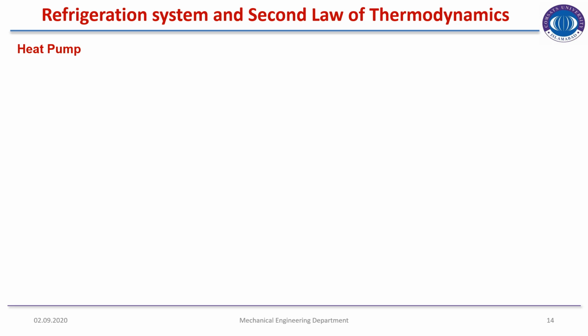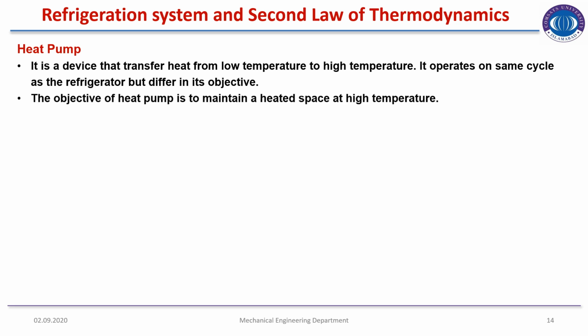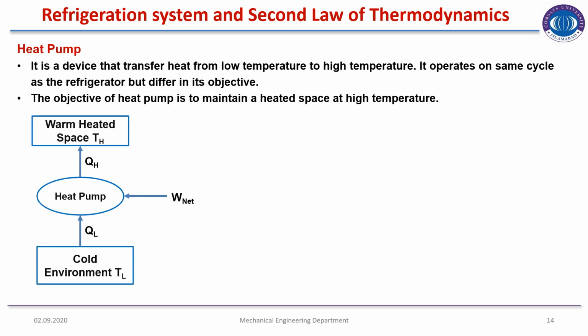Heat pump. A heat pump is a device that transfers heat from low temperature to high temperature. It operates on the same cycle as the refrigerator but differs in its objective. The objective of a heat pump is to maintain a heated space at high temperature. The schematic diagram of a heat pump is shown below. As you can see, the function of a heat pump is to take heat from low temperature and eject heat at a high temperature space.